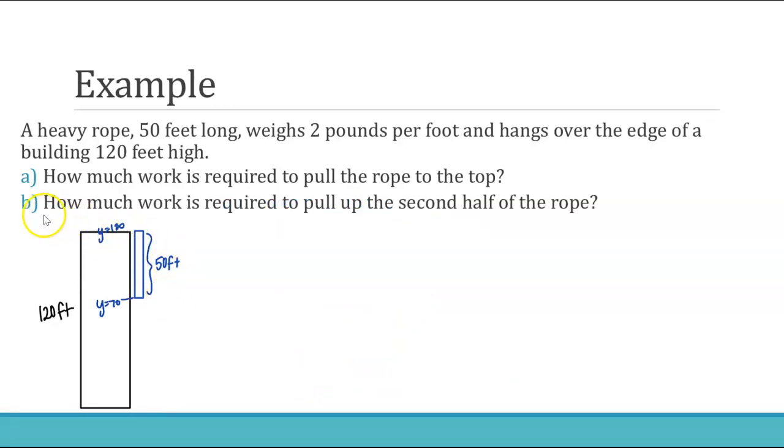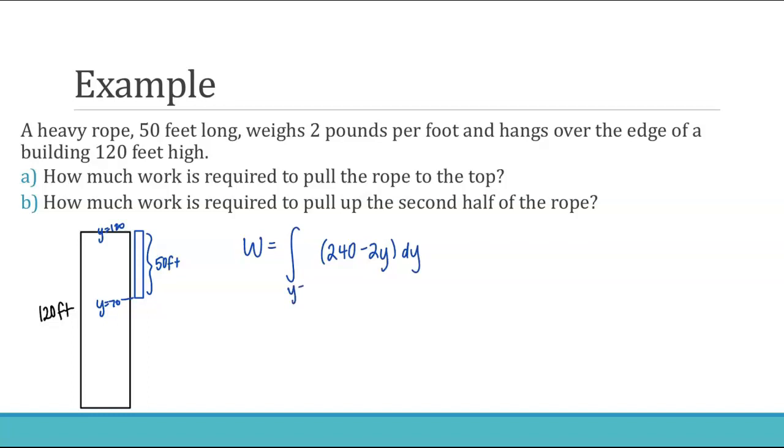Now there is a part B to this question. We're asked to calculate how much work is required to pull up the second half of the rope. So the force function is going to be the same as part A. The difference here is going to be the limits of integration. So we're still integrating that force function of 240 minus 2y. That's the version after the 2 has been distributed.